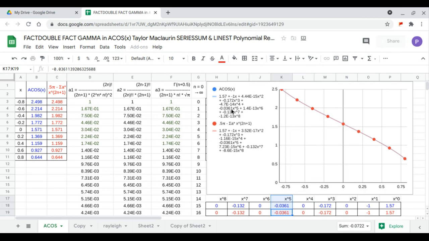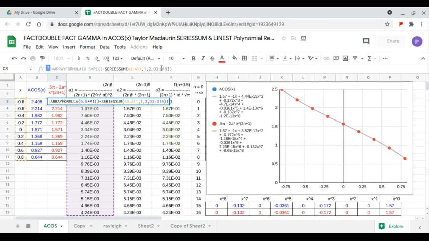And x to the fifth, negative 0.0361. X to the sixth, this is 0. 1.4 times 10 to the minus 13, and that is 10 to the minus 15. That is already 0. X to the seventh, negative 0.132. X to the eighth, that's 1.27 times 10 to the minus 13 times 10 to the minus 15. Those are 0.